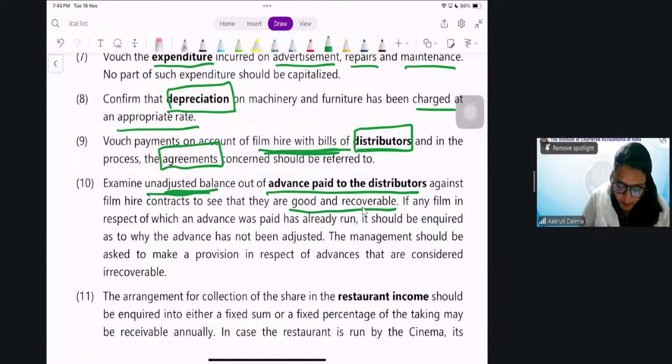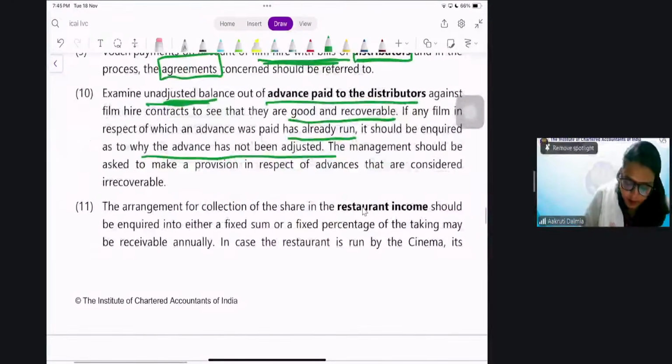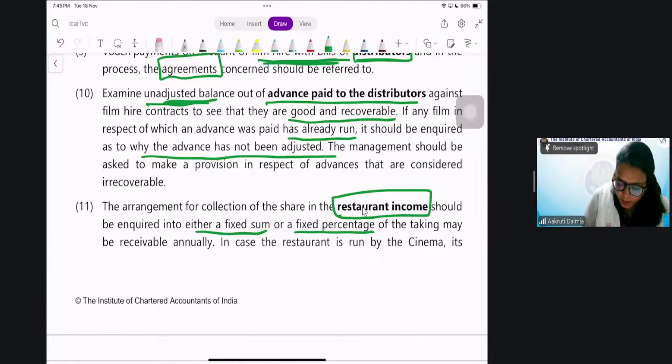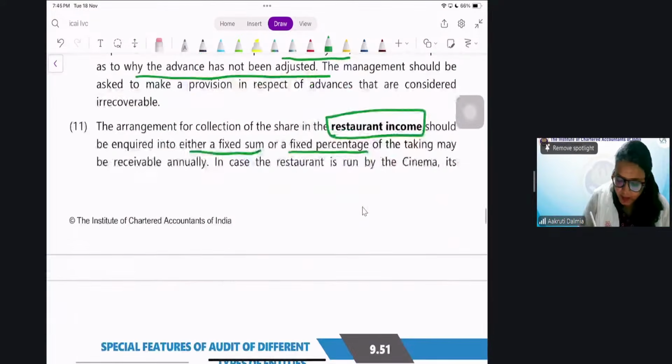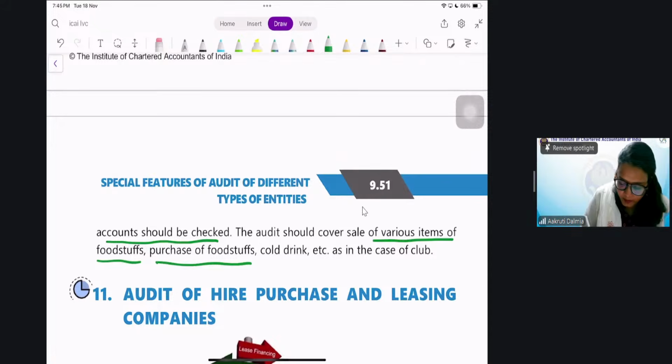If any film in respect of which advance was paid has already run, it should be inquired as to why the advance is still not adjusted. So if the movie was very old, you know, that movie released 2 years back and still the advance is showing, why is it not refunded to you? That you have to see. Arrangement for collection of the share in case of restaurant income, either a fixed sum or a fixed percentage. In case the restaurant is run by the cinema, accounts should be properly checked, items of inventory, food purchases, etc.